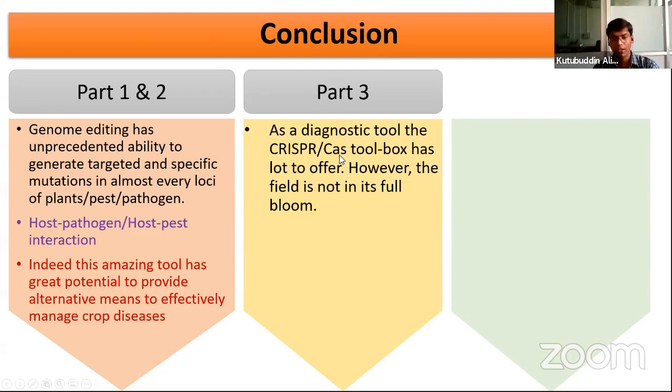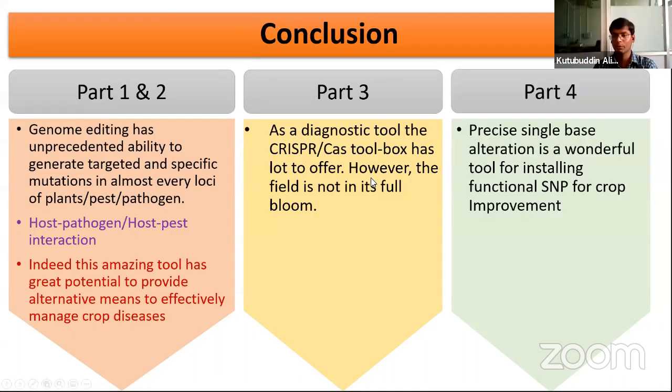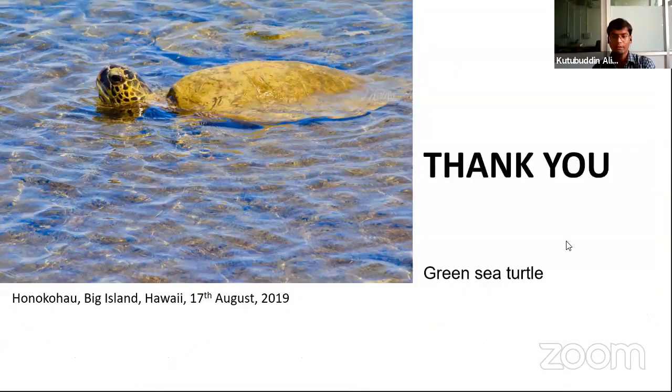In part three, I talked about diagnostic tools. The CRISPR-Cas toolbox has a lot to offer. However, the field is not in full bloom in the case of plant disease diagnosis, so you could explore this one. In part four, what I've told is that precise single base alteration is a wonderful tool for installing functional SNPs for crop improvement.